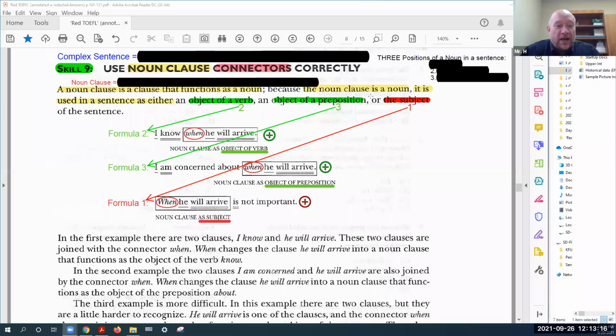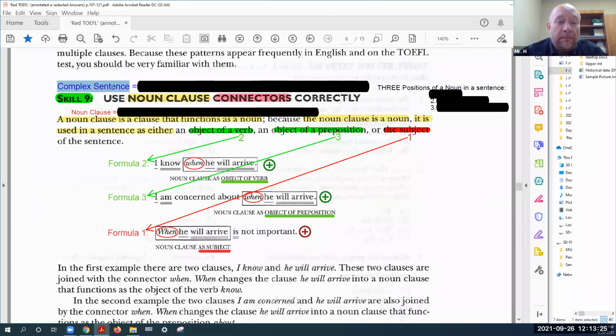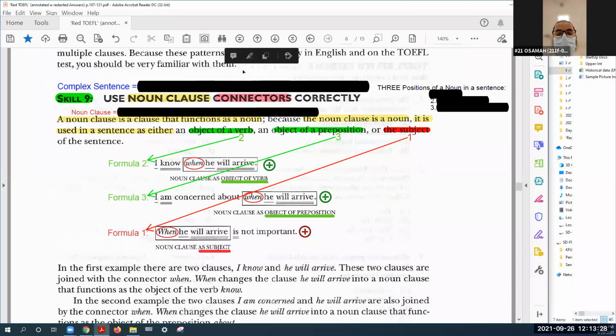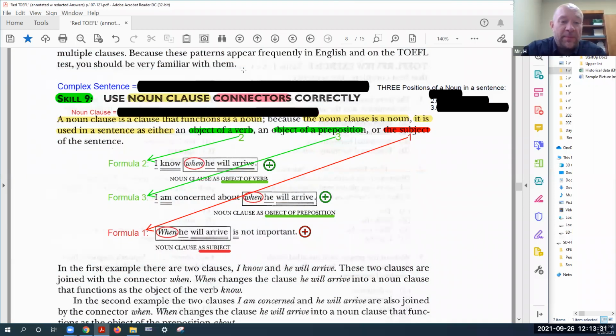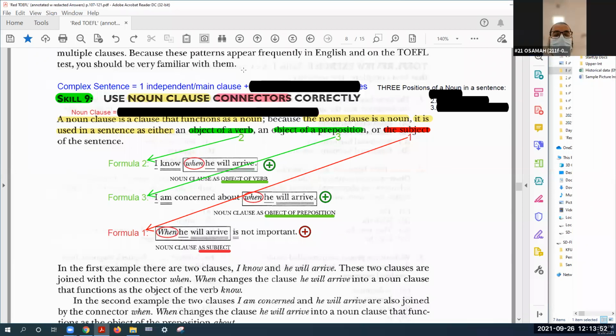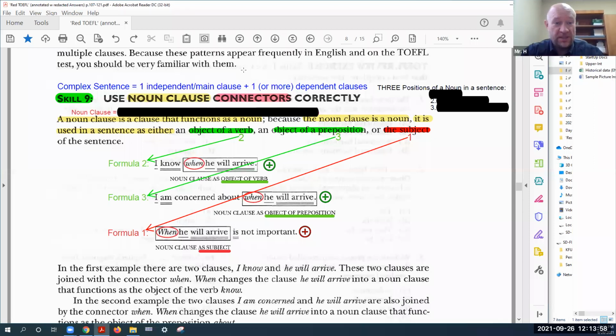All right, guys. We'll start with Osama, section 5. What does it say at the top? A complex sentence. Right. And what is a complex sentence? Remember? A dependent and independent clause. One independent clause. We also say it's a main clause plus one or more dependent clauses.